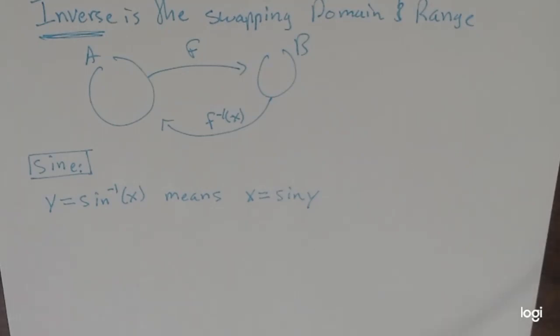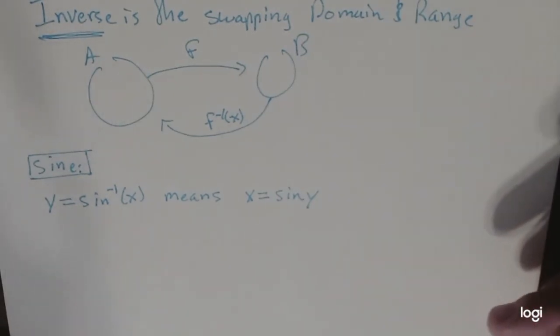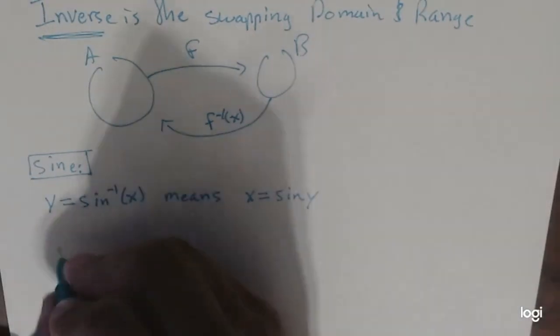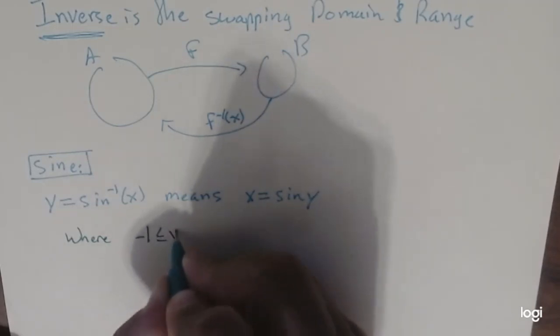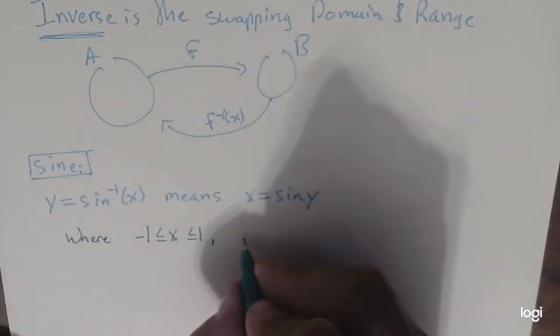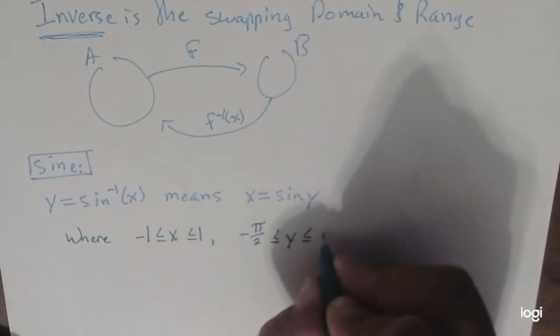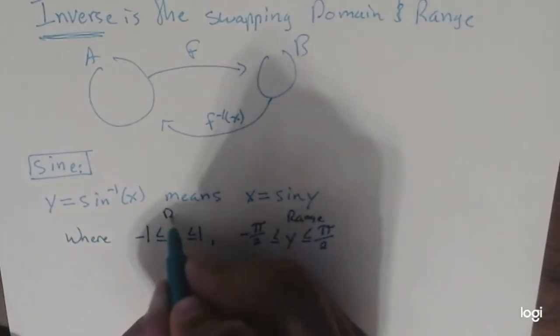Okay, so everything is now flipped, right? For example, the range of sine is from negative 1 to 1 because it bounds between negative 1 and 1, and the domain is all real numbers. Now this changes dramatically for the inverse, where the domain is bound between negative 1 and 1, and the range is actually between negative pi over 2 and positive pi over 2. So this is the range, and this is the domain.